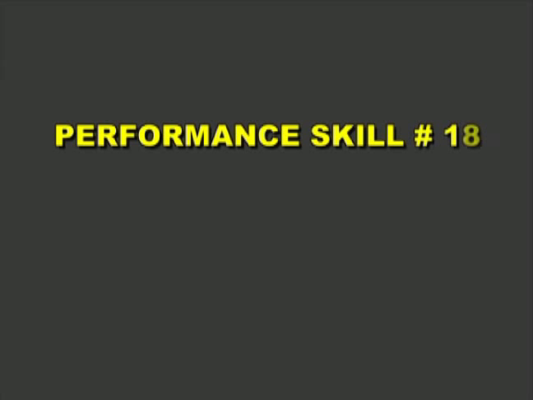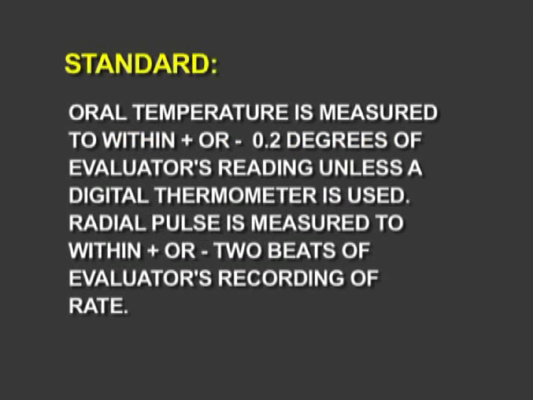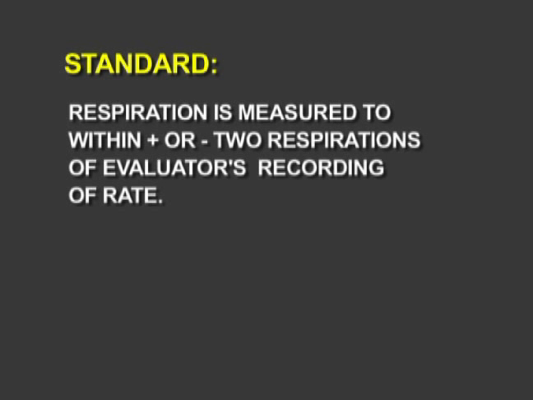Performance skill number 18. Measure and record temperature, pulse, and respiration. Standard oral temperature is measured to within plus or minus 0.2 degrees of evaluator's reading unless a digital thermometer is used. Radial pulse is measured to within plus or minus 2 beats of evaluator's recording of rate. Respiration is measured to within plus or minus 2 respirations of evaluator's recording of rate.